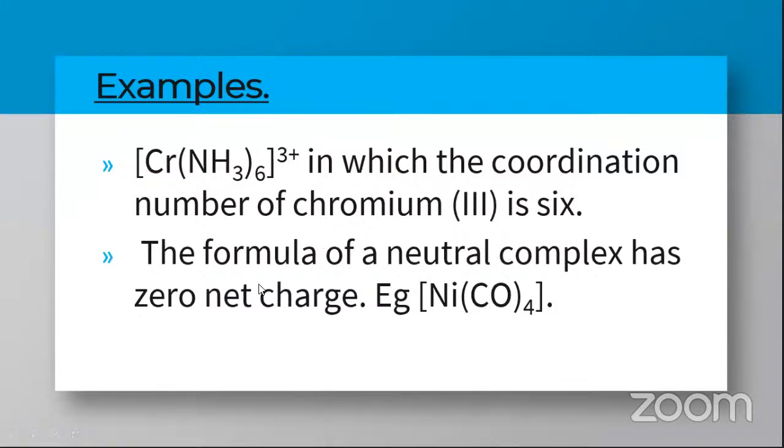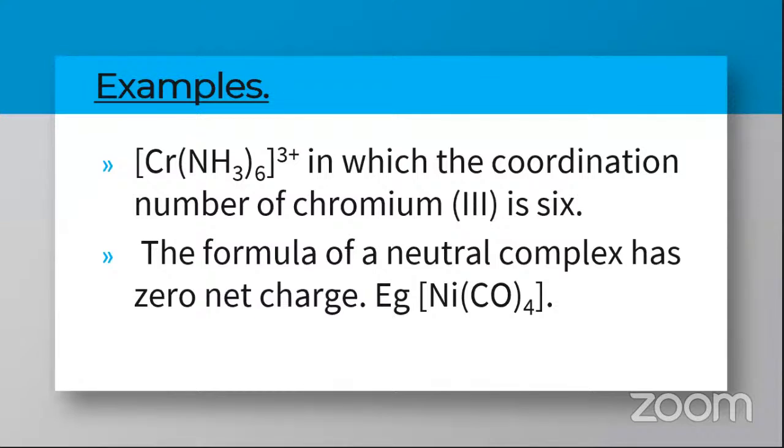The formula of a neutral complex has a zero net charge. So you can see here there is no charge, and for this one with chromium, there is a charge. So we can say this is a cationic complex because of having a positive charge. If it was a negative charge, then we would say it is an anionic complex. Then with this one, the one of nickel, it has no charge, so we say it is a neutral complex.